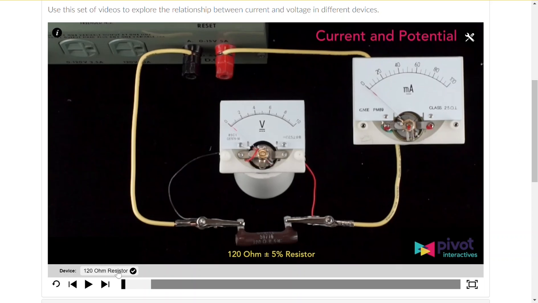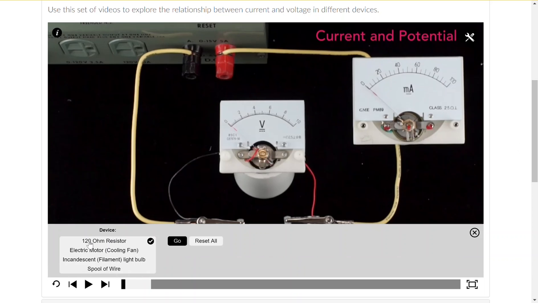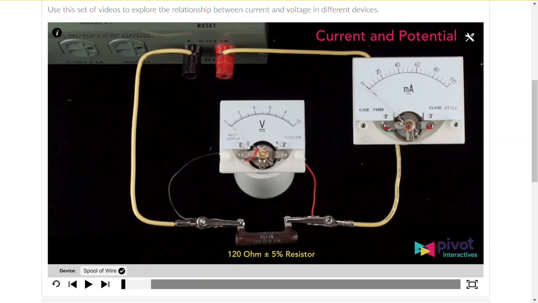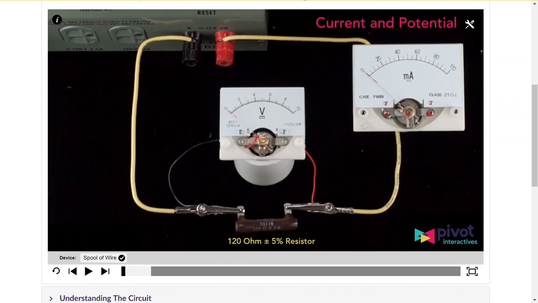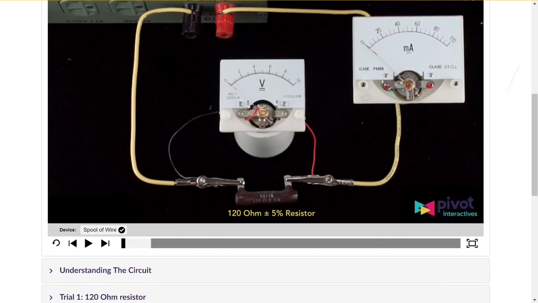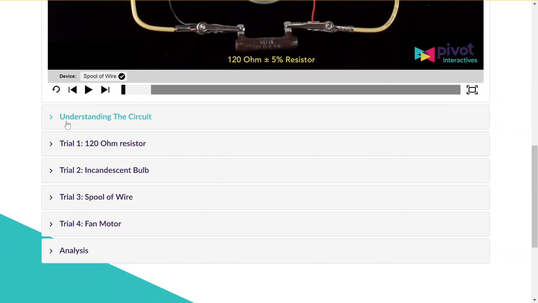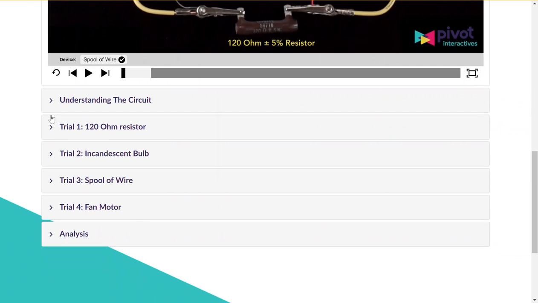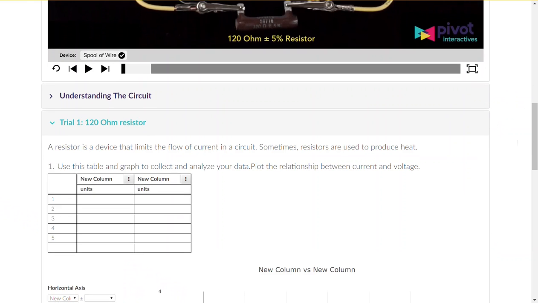Alright, there are a whole bunch of settings for this. You're going to have to go through all of them: a 120 ohm resistor, a cooling fan, a light bulb, and a spool of wire. I'm going to walk you through how to do this for the resistor so we can see the case that we want to compare to. We expect a resistor that has its resistance measured in ohms is probably going to be ohmic, so it's probably going to obey Ohm's law. So let's see what that looks like, so then we can ask if the other three cases obey Ohm's law. There's this whole understanding the circuit thing that you want to do in class, but I'm just going to jump right in here to trial 1.